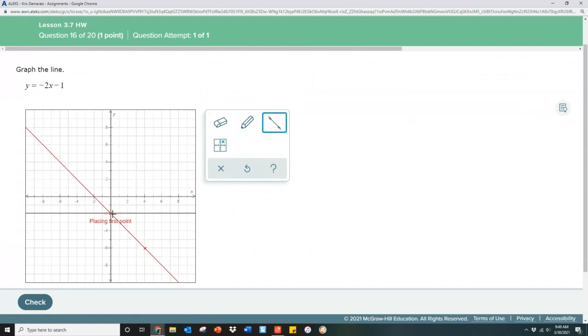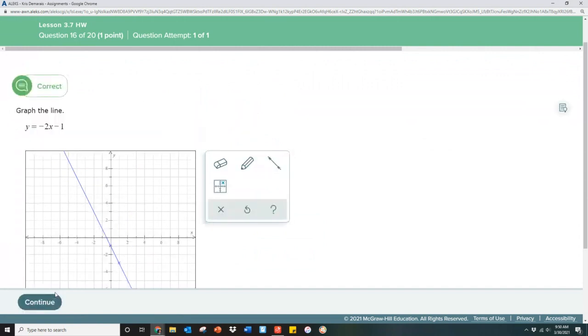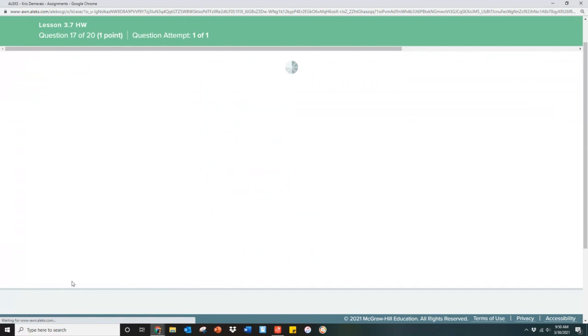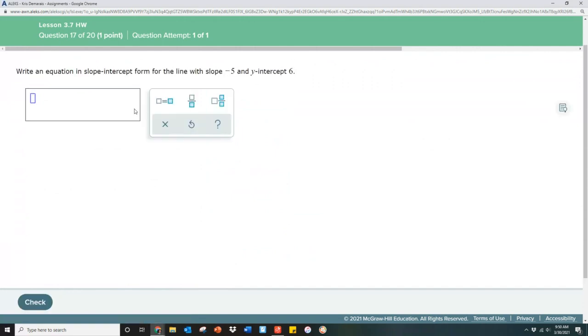Start at -1. So start at -1. Go down 1, 2 over 1. And then that's the slope we're looking for. So we're back to writing the equation. So it's y equals -5x plus 6.